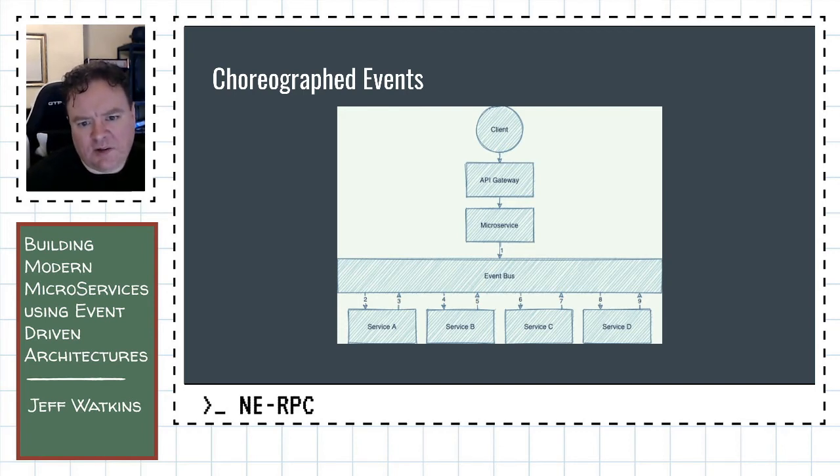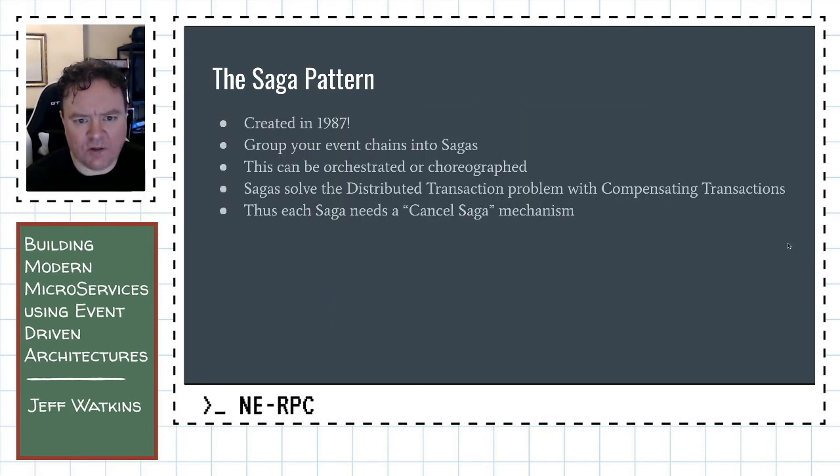But neither of these really deals with unhappy path scenarios out of the box. So these both provide us this wonderful decoupling and ability to work asynchronously, but there is a pattern that can help us with this. It's called the Saga Pattern. It's a pretty old pattern. It was created in 1987.